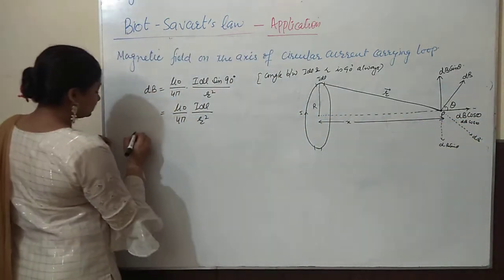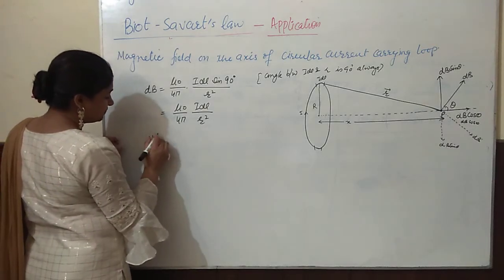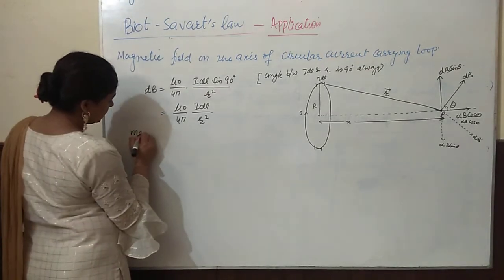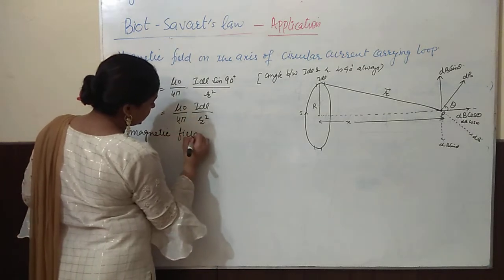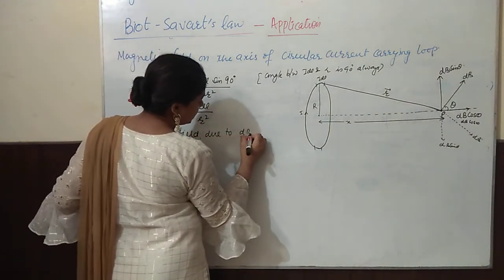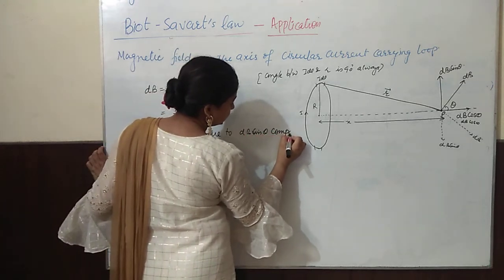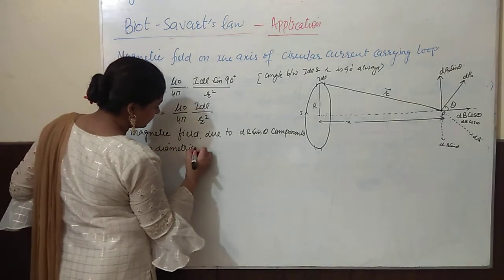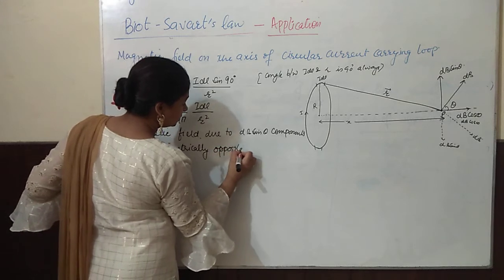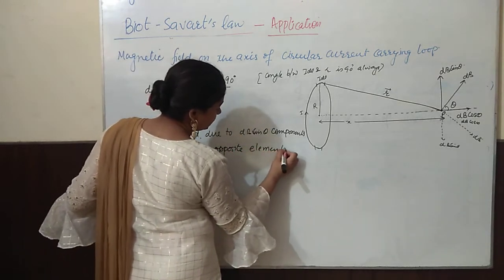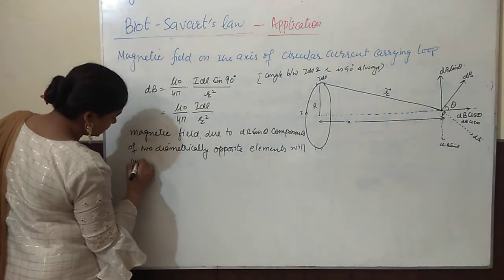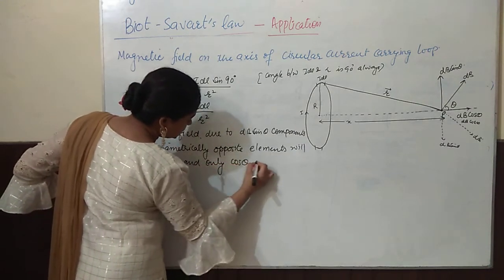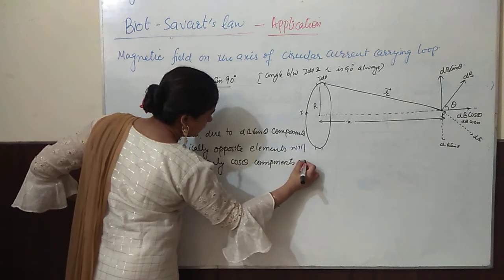So the net magnetic field: the magnetic field due to dB sine theta components of two diametrically opposite current elements, or simply elements, will get cancelled, and only cos theta components will survive.